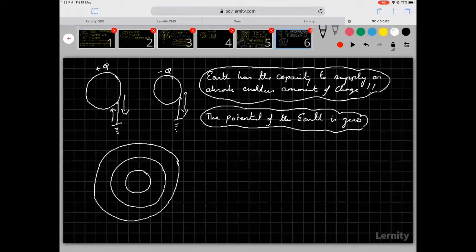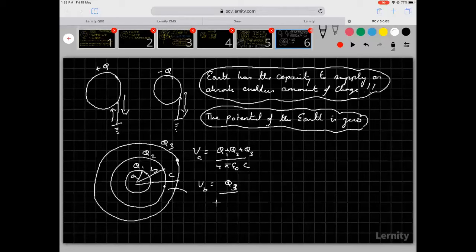So total charge inside, suppose this is Q1, this is Q2, this is Q3, this is A, this is B, this is C. So potential of this outer surface is total charge by 4 pi epsilon naught C. The potential of the inner sphere, you are crossing this, right? So this will become equipotential. So Q3 by 4 pi epsilon naught C plus Q1 plus Q2 by 4 pi epsilon naught C.